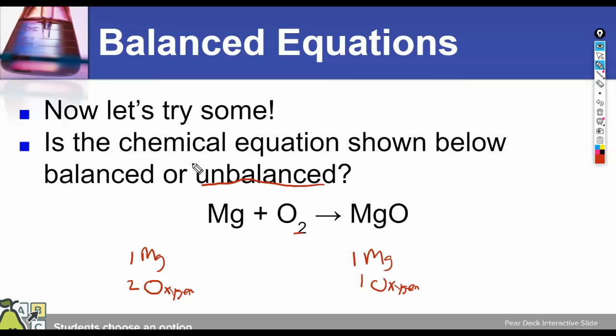Okay, so this equation I would say is an unbalanced equation, which means that this equation in real life is actually not going to work. We would have to balance this equation in order to get it to work, but we're not going to focus on balancing equations right now. Okay, so pause there and make sure you add that to your notes.